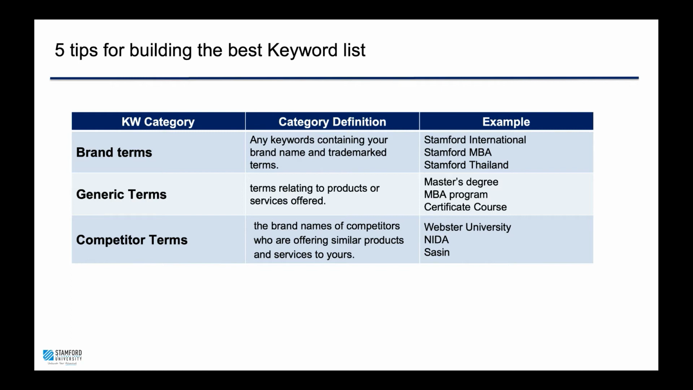And lastly, you'll have competitors. Every brand has competitors. So competitor terms are the brand names of your competitors who are offering similar products or services. In the case of Stanford, this would include Webster University, NIDA, or SACIT. So again, think about this high-level structure as you put together your campaigns.